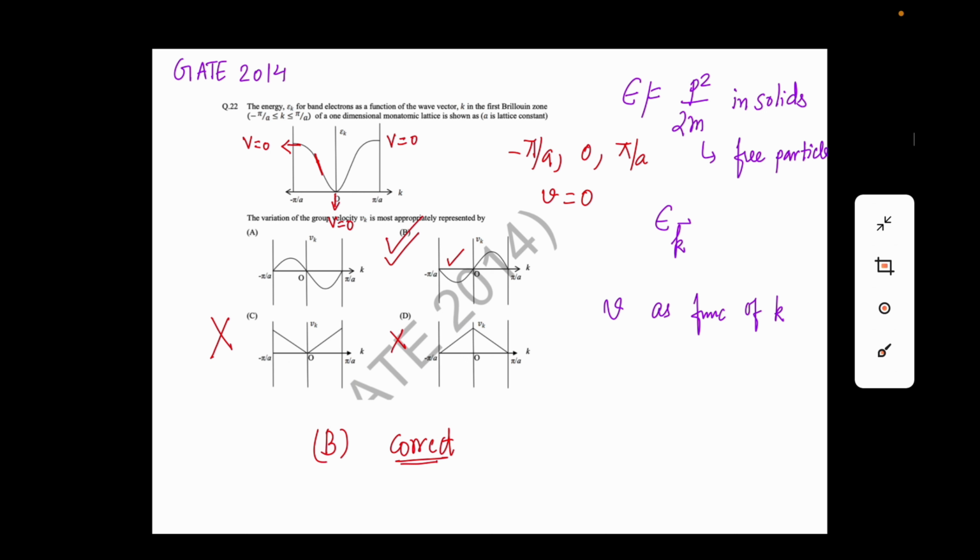So it's clear, it just requires you to know the definition of group velocity, which is the derivative of the energy with k, and from the dispersion you can clearly guess what would be the correct option corresponding to the velocity as a function of k.